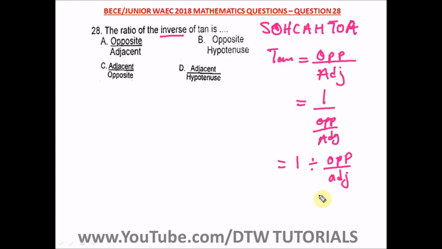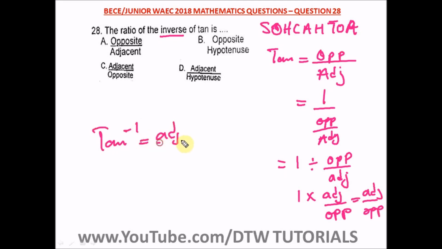Okay? So where you have this 1 times what? Adjacent over opposite. Okay? So which is the same thing as what? Adjacent over opposite. Okay? So your tan inverse is equal to what? Adjacent over opposite. So this is your answer. And what is our right option here? Our right option is option C.